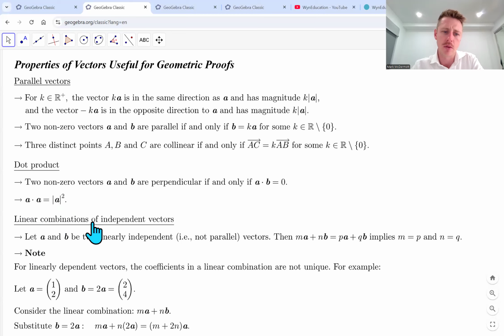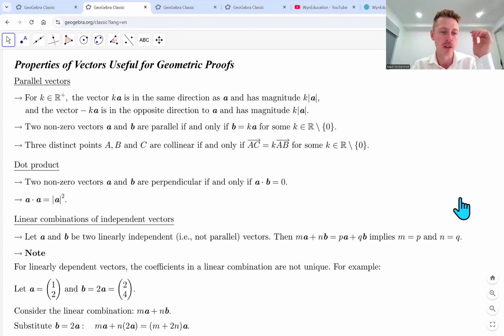And just this idea of linear combinations of independent vectors. If you have vectors A and B that are linearly independent, which means they're not parallel, then this is what we can say: mA plus nB equals pA plus qB implies that m equals p and n equals q. That might seem like stating the obvious, but let's think about what's going on here. We've got two vectors that are linearly independent, which basically means they're not parallel, so the coefficients must be equal to each other.